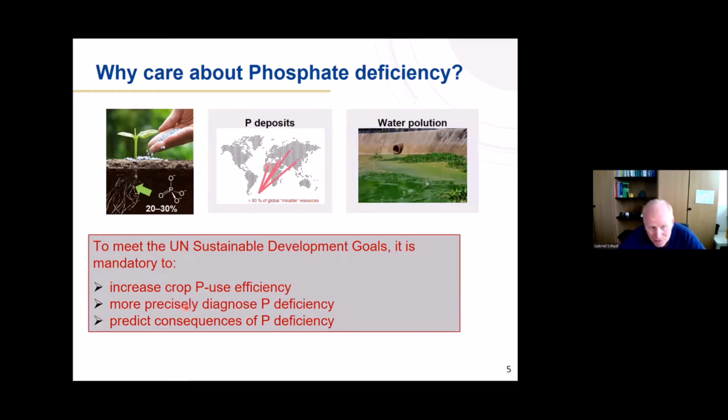So this then means also, of course, that in order to meet the UN Sustainable Development Goals, there's a lot of things to do, among others.